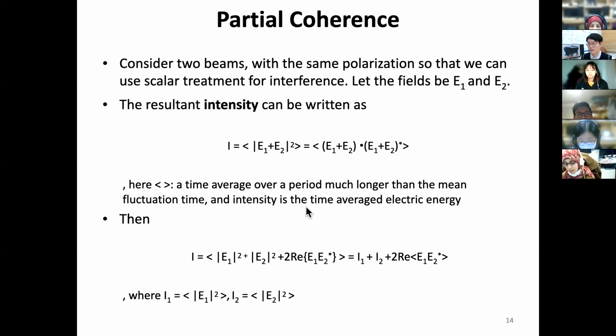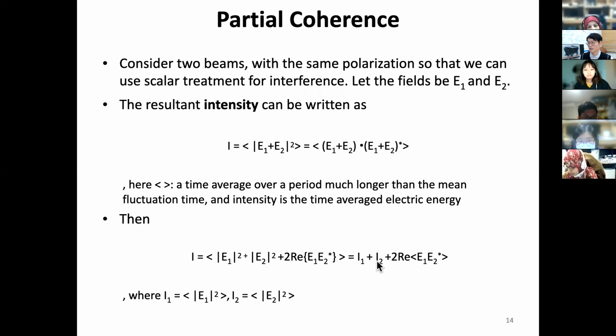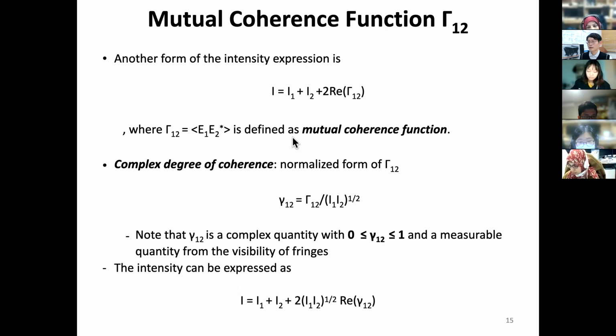Because what we measure as intensity is in fact the time-averaged electric energy, you can compute this inside: E1 squared, E2 squared, and two times the real component of E1 and E2 complex conjugate. So simply, if you have two electromagnetic fields, E1 and E2, the result is I1 plus I2 plus 2 times the real part of the mutual coherence function, which is defined here. All right.